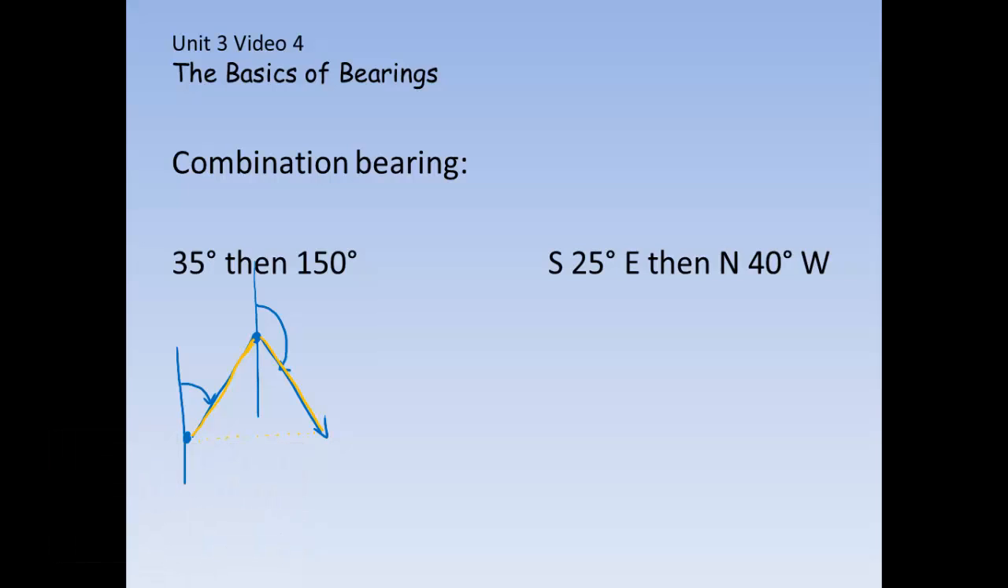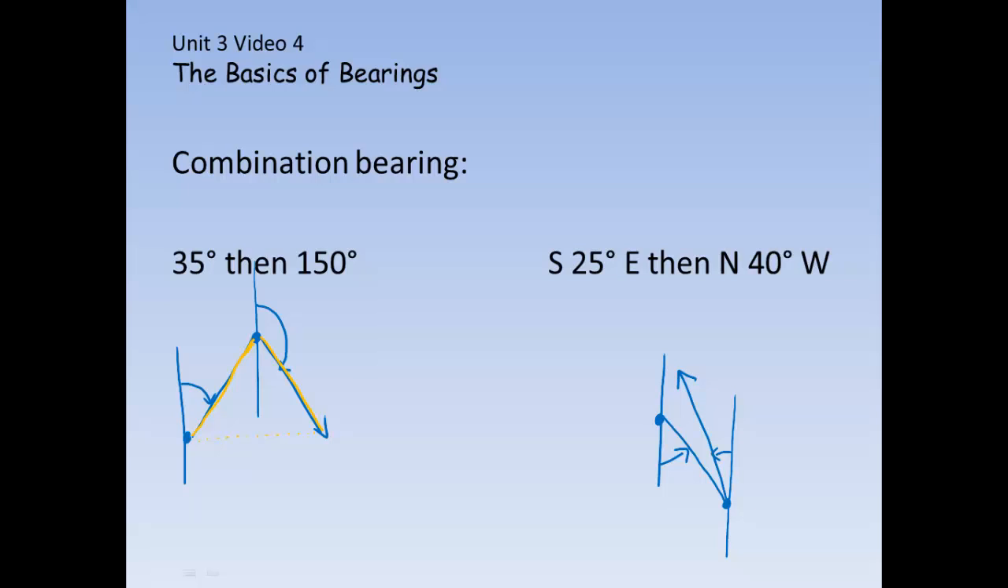The next one says we're heading on a bearing of south 25 east, and then we're going to go north 40 west. So let's go ahead and start. We're heading from the south, but we're going 25 east, so this is our first bearing. And then when we get to a certain point, we have to turn and we're going to go north 40 west. So I'm going to draw a new north-south line through that point, and we're headed 40 west. And so this could be my new bearing.